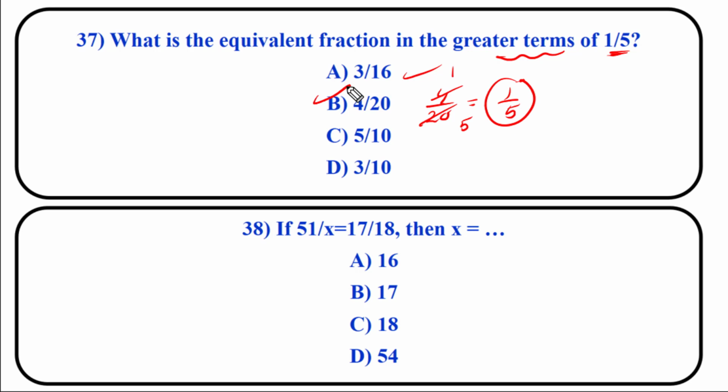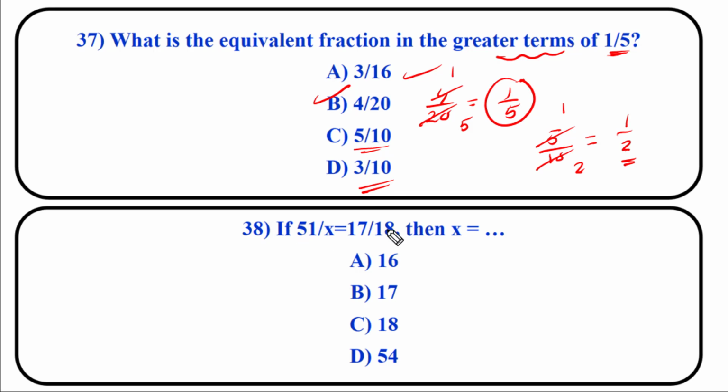Now the fraction is 4 over 20. If we have 5 over 10, to put it in the simplest form, dividing by 5 equals 1, dividing by 5 equals 2, so it will be 1/2 in the simplest form. 3 over 10, guys, is a fraction. This fraction is in the simplest form.